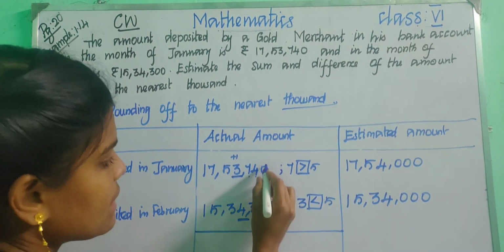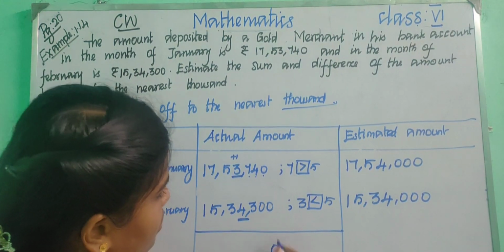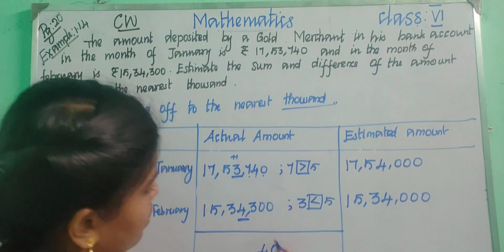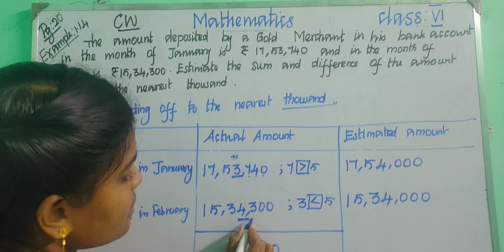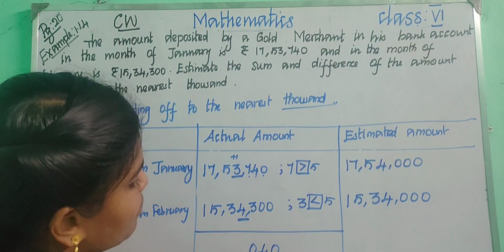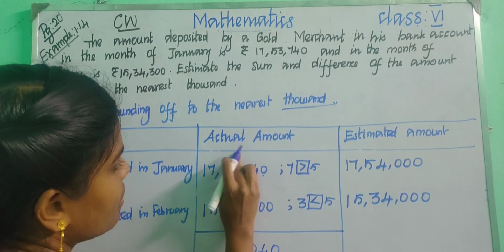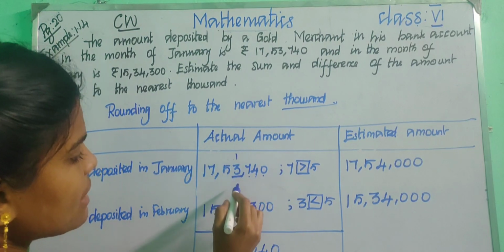So how will you add? 0 plus 0, 0. 4 plus 0, 4. 7 plus 3, 10. Is it, children? So put 0 and 1 here. Okay, and 1 here. So 3 plus 1, 4.